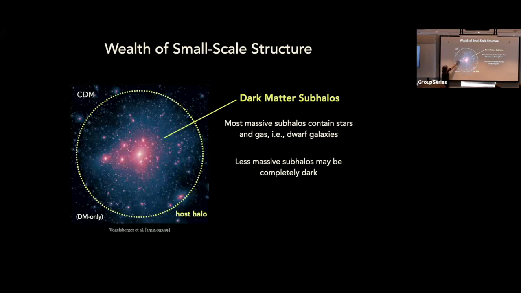The larger ones of these are going to actually contain stars and gas, so those will be like visible dwarf galaxies. But then you'll also have a bunch of less massive ones that are going to be completely dark, flying around.